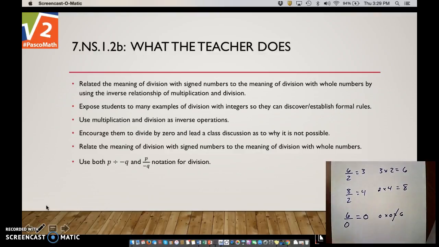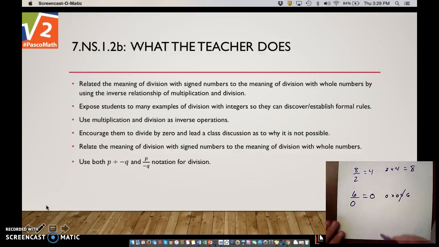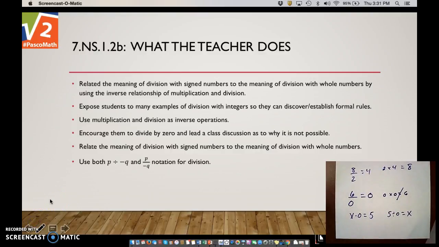We want students to reason a little more abstractly and say that if x times 0 equals, let's say, 5, then 5 divided by 0 equals x, and have them come up with what number would work. If you want to torture them, you can allow them to explore for a long time, or hopefully some students will realize that it is not mathematically possible. Again, be sure to use both p divided by negative q and p over negative q notation in the classroom with different examples.